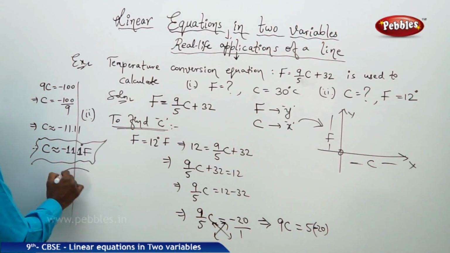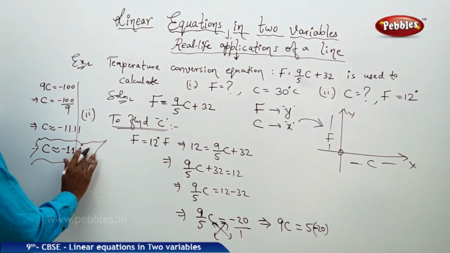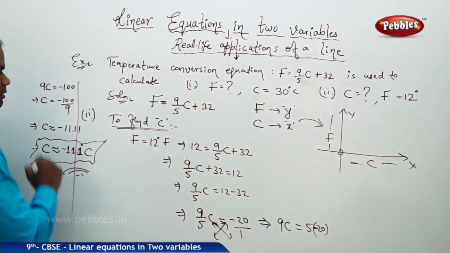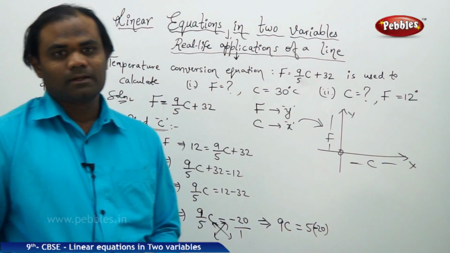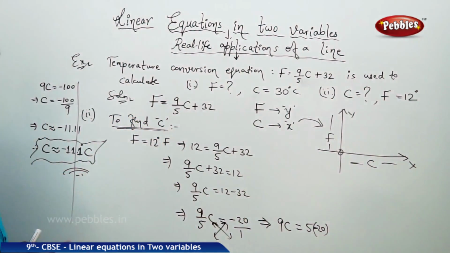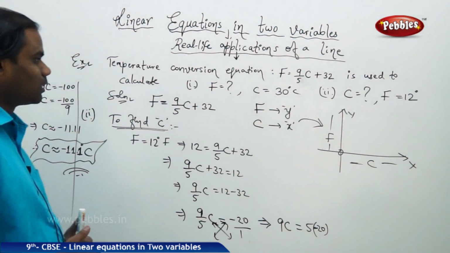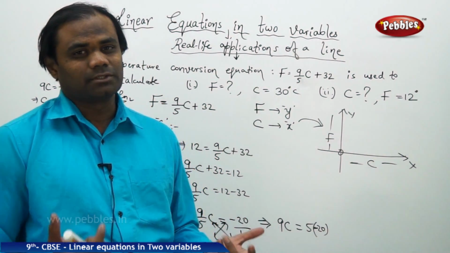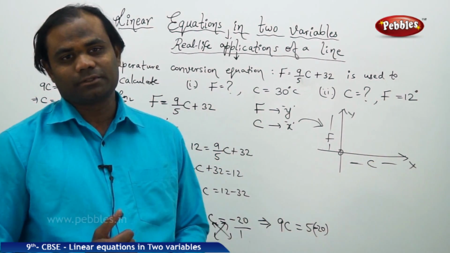Is how we understand the conversions as done through the Fahrenheit. So F equals 12 implies C equals negative 11.1 is how we can find the values of the temperature conversions using the linear equation.